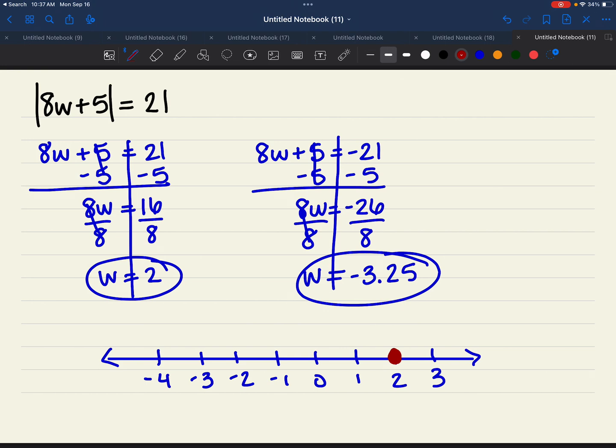Okay, I think all of us obviously know where 2 goes. Who can tell me where negative 3.25 goes?